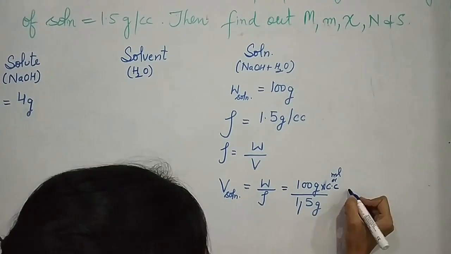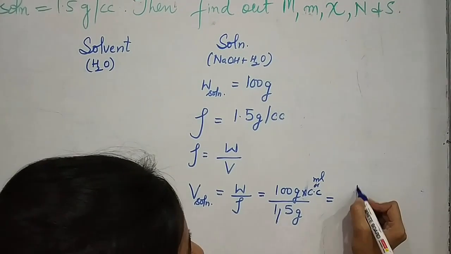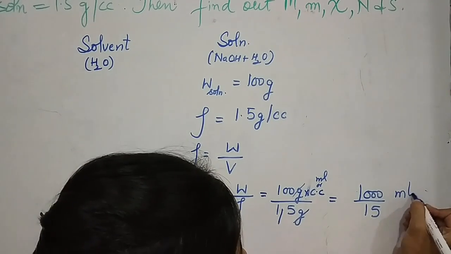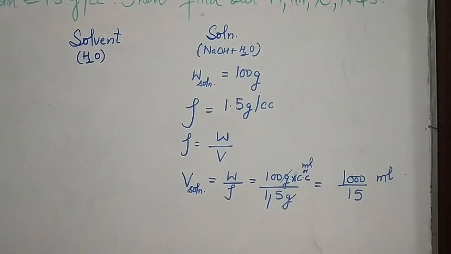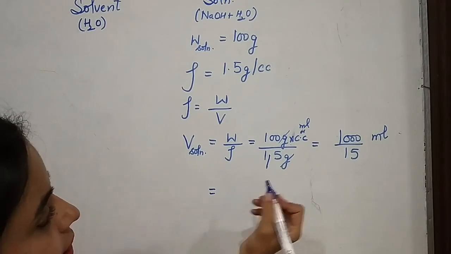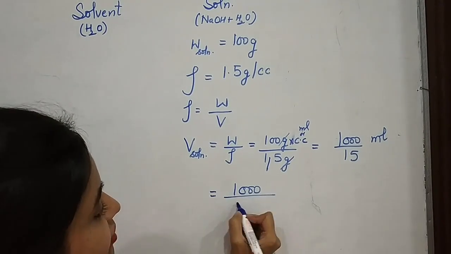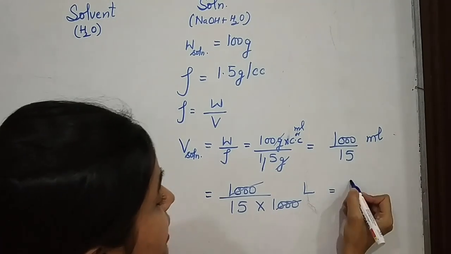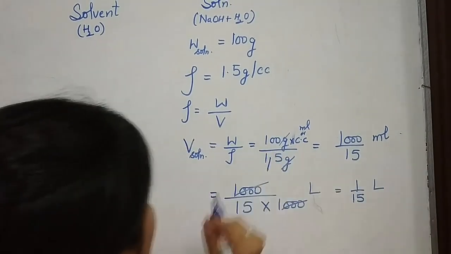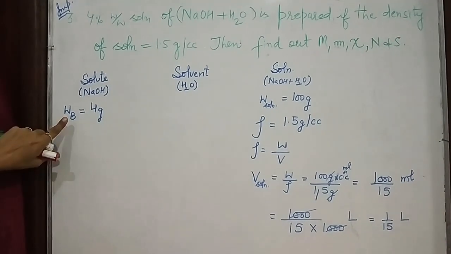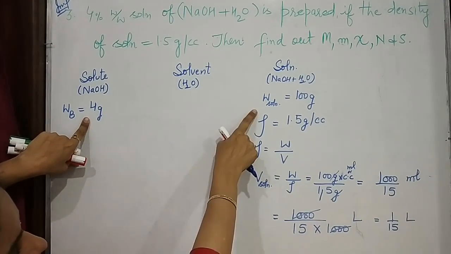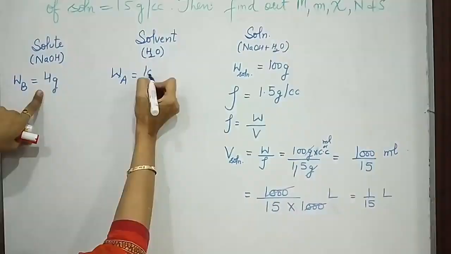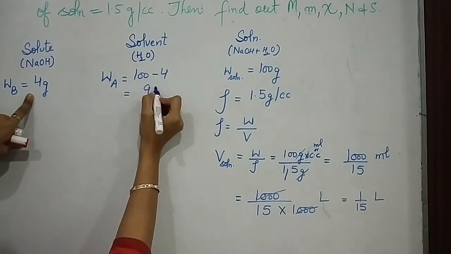This decimal is cancelled out and we have 1000 upon 15. Gram and gram cancel out and we have this much milliliters of solution. Or you can convert it into liters by dividing by 1000. So you have 1 by 15 liters of solution volume. Now mass of solute is 4 gram, mass of solution is 100 gram. Therefore mass of solvent comes out to be 100 minus 4, that is 96 gram.